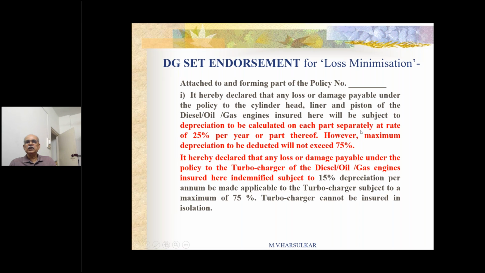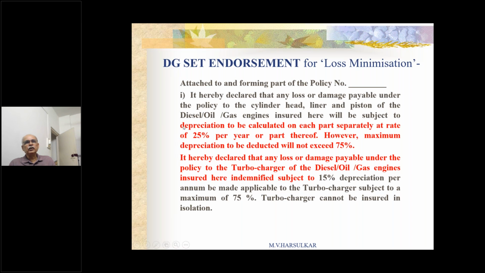The person who typed this endorsement just made the error and typed it after this subject to this thing. Now, if you say this depreciation is for turbocharger 15%, whereas for piston rings and all these things, it is 25% per year, maximum 75%.